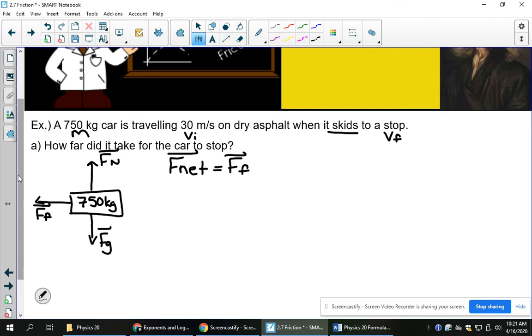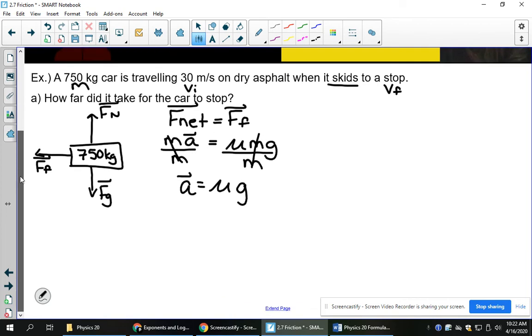So if I sub into this, what do I know about force friction? I know that this is mu mg. And what is F net from your formula sheet and from Newton's second law? ma. Now we're trying to find acceleration so we can use a kinematics equation. I'm going to divide both sides by m and cancel, so that acceleration is equal to mu g. Ends up being pretty simple.